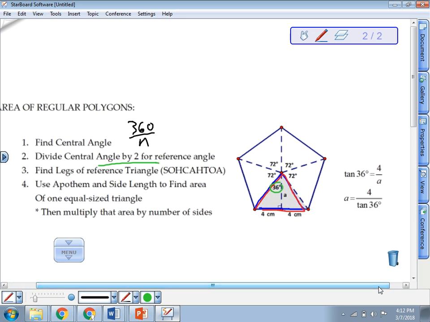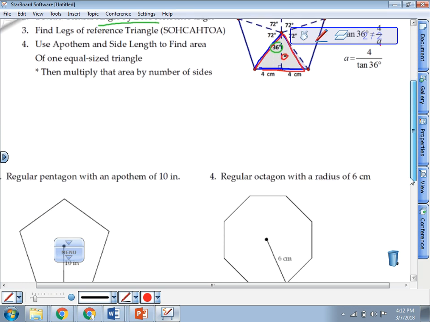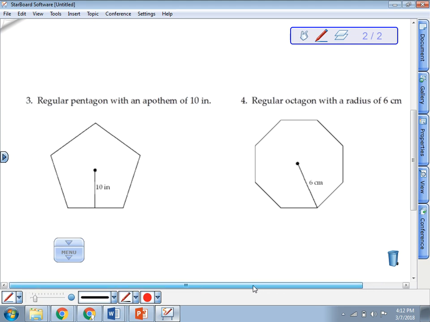So again, here are the steps for SOHCAHTOA. If I want to find A, which is right here, I know it's the adjacent side and the opposite, so it's going to be tangent, and that gives me that value, then I can figure out the rest. So let's get to some examples. Regular pentagon with an apothem of 10 inches. So there it is. What I'm going to do first is draw in what I call my reference triangle.